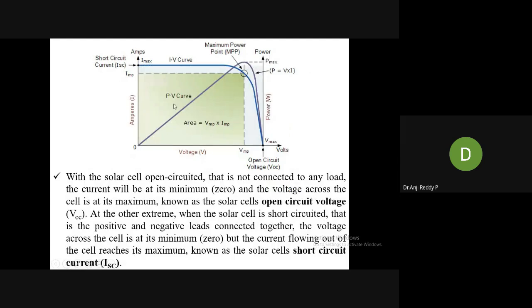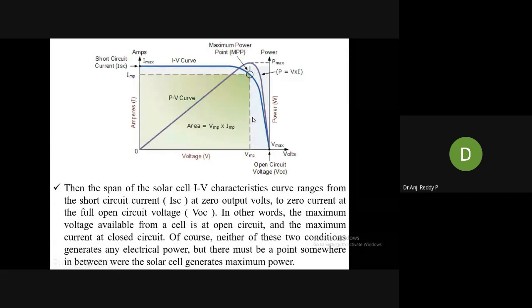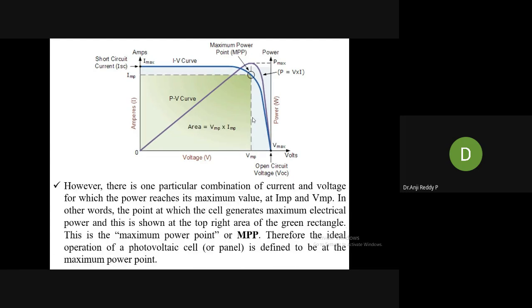The second point explains the short circuit current and open circuit voltage. The third point explains the complete range between short circuit current and open circuit voltage. At the 2 end points we get zero power, but at some point between short circuit current and open circuit voltage, some point will give maximum power. The last point gives the information about the MPP, maximum power point. These are the 4 characteristics of a solar cell.